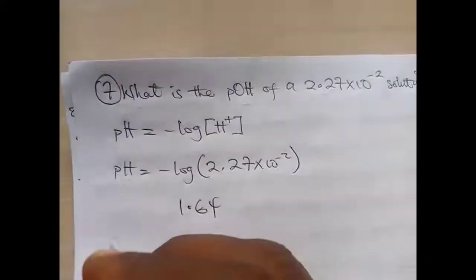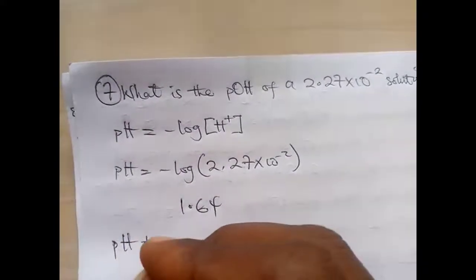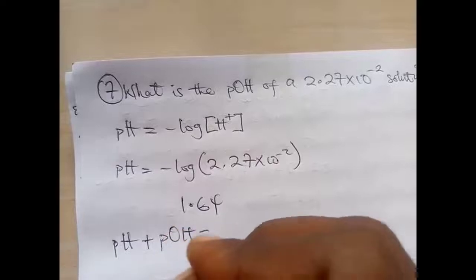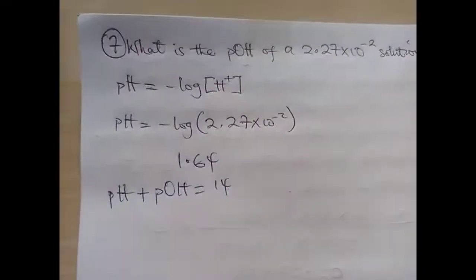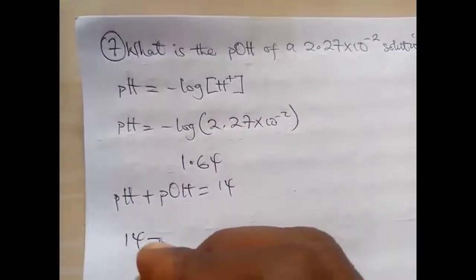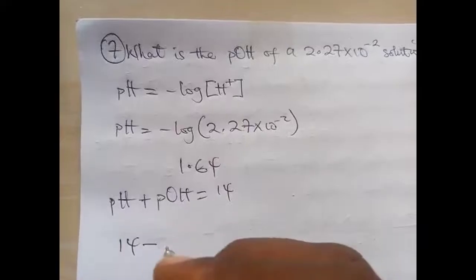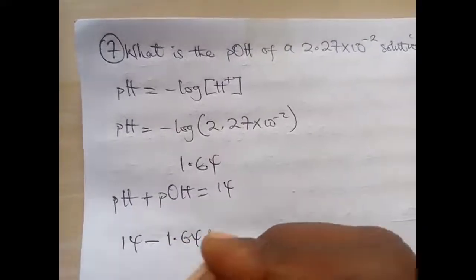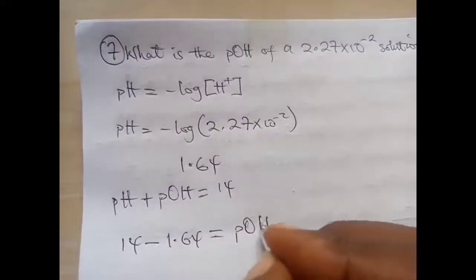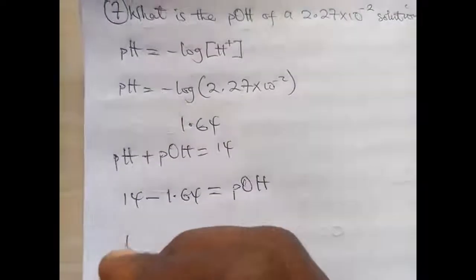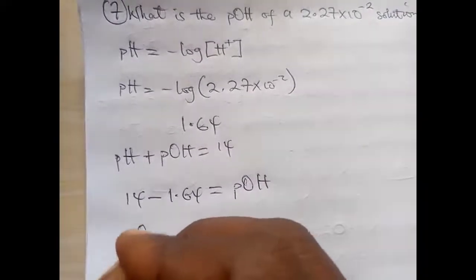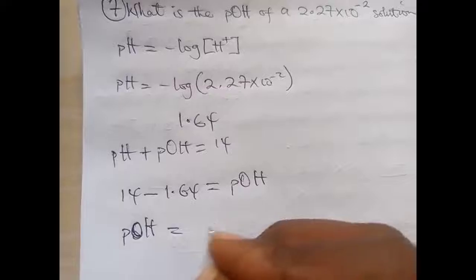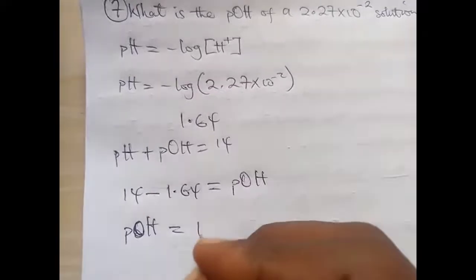Now, we remember that pH plus pOH is equal to 14. So what it means is that 14 minus pH, which is 1.64, gives us pOH. So what we now have is that the pOH is equal to 12.36.